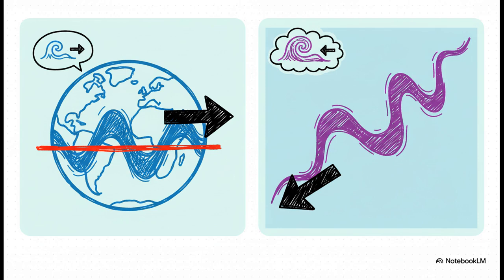Kelvin waves travel eastward, right along the equator or coastlines, but Rossby waves, these are the planetary giants, they always travel westward. Here's a super simple trick to remember it. Rossby runs west. The questions are almost always about the direction, so just lock that in.